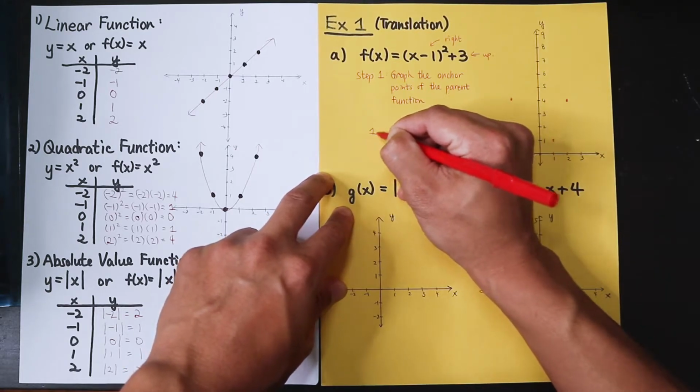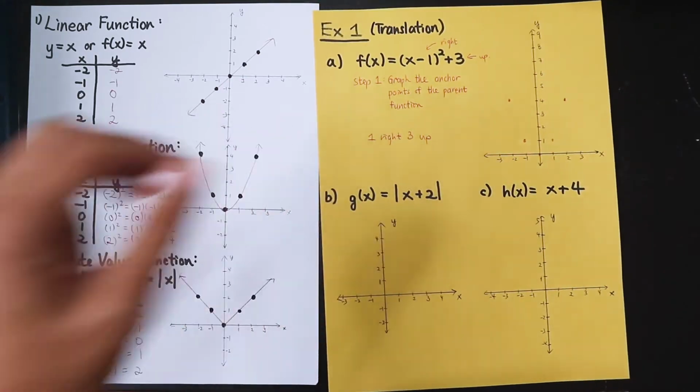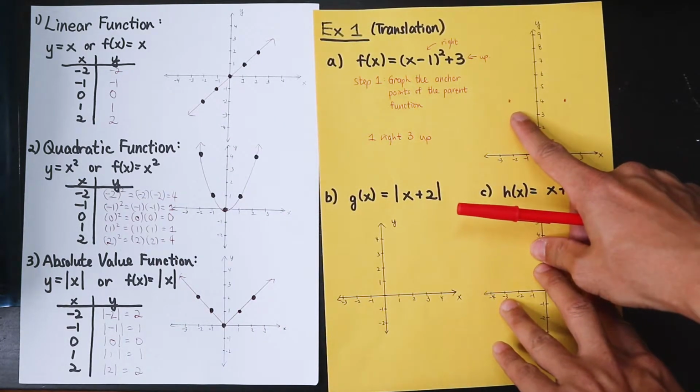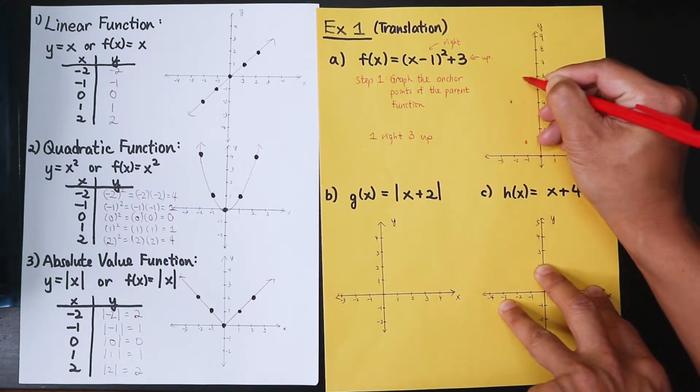So let me write it down. My translation would be 1 right, 3 up. So what you're going to do is move all these points 1 right, 3 up. So let's start here. You move 1 right, 3 up. You have to count it correctly.